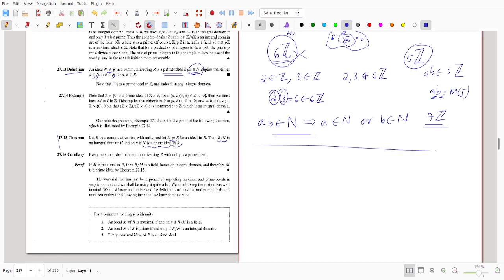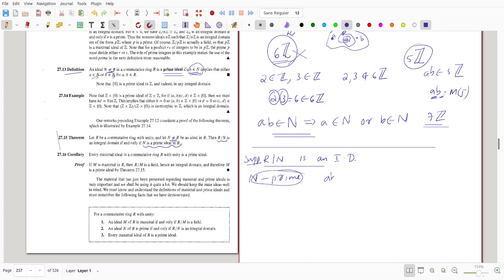Okay, so in order to write the proof of this, we first assume that R over N is an integral domain. This is the assumption. Suppose this one, and we need to prove that N is a prime ideal. Okay, we need to prove N is prime. How will you prove this one?